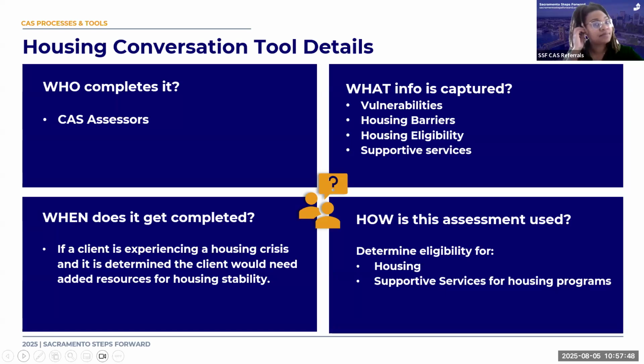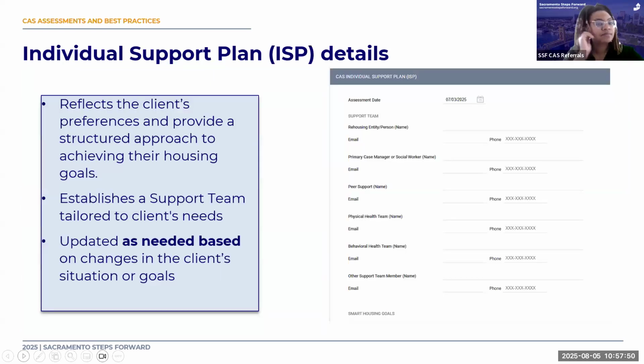All right, so some of the other ones that are very helpful, and this one is actually mandatory if you do an HCT, is the individual support plan details. So this simply reflects the client's preferences and provides a structured approach to achieving their housing goal.